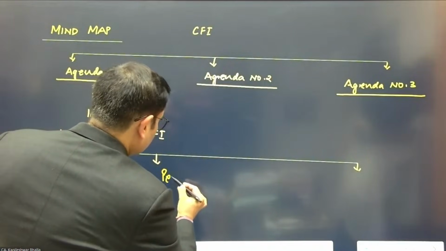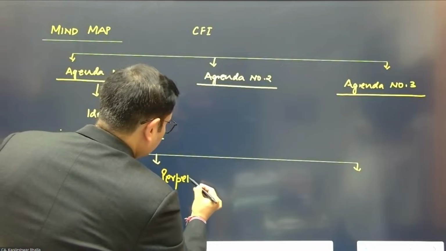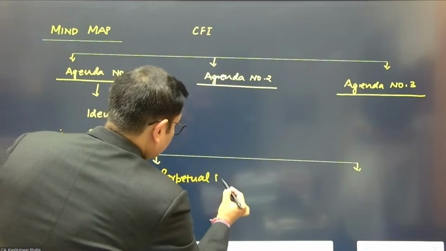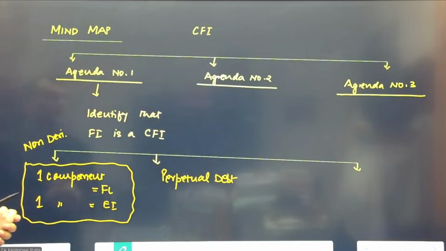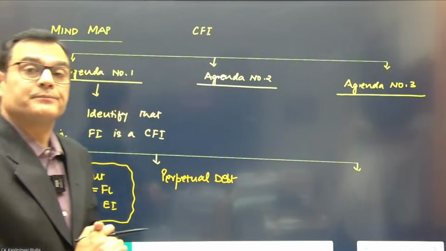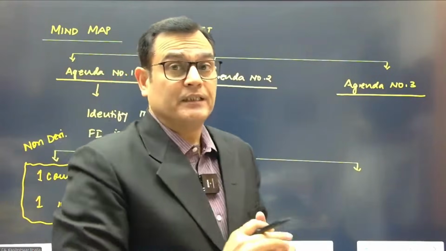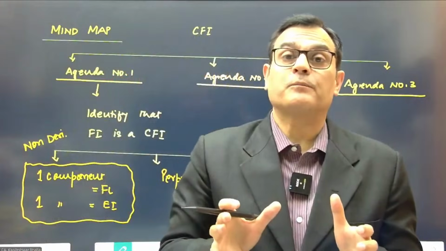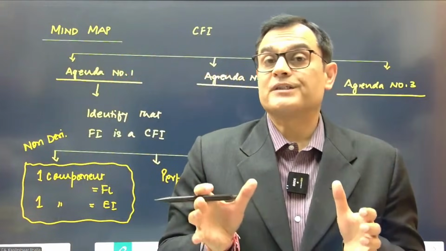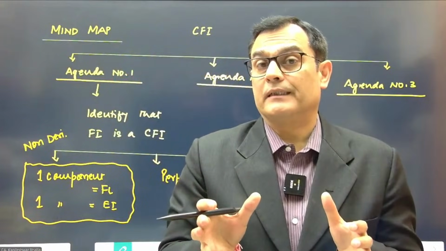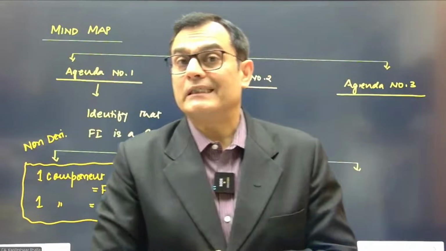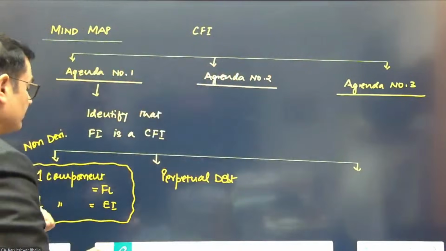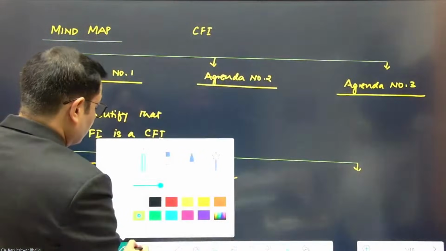Then we talked of another instrument which is a perpetual debt. There were certain special considerations which we discussed on the agenda of a perpetual debt. And we said that every time a perpetual debt may not be a CFI. You cannot say that if it is irredeemable in nature, simply because it is irredeemable, it becomes an equity component. So we learned something special at this particular stage.